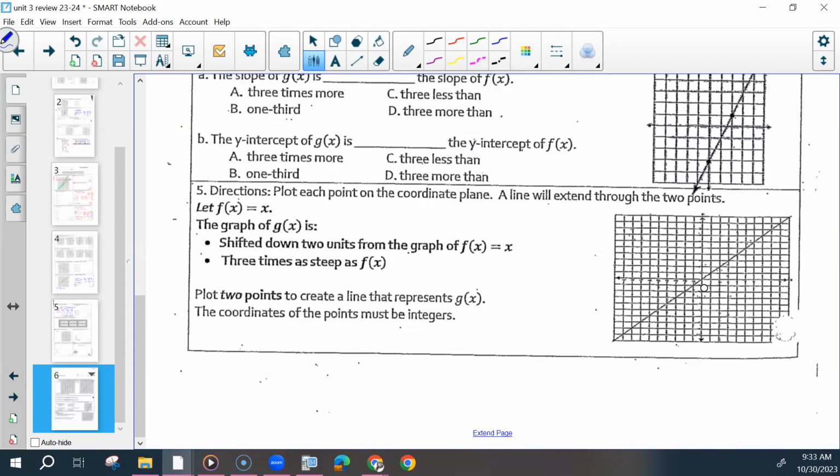So if our original y-intercept is at 0 and it's been shifted down 2 units, where's our new y-intercept? -2 on the y-axis. And then if it's 3 times as steep, what is our new slope? 3/1. So in one of the directions, go up 3 to the right 1, down 3 to the left 1. Doesn't matter where, you just need 2 points. Any other questions on this page?